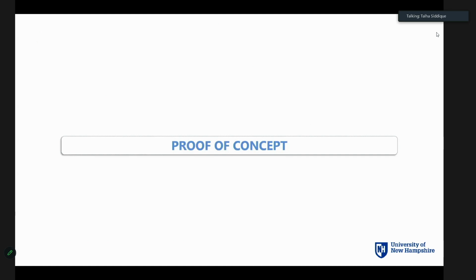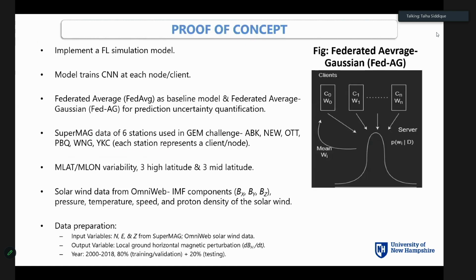To test this, we developed a proof of concept, which is basically a Python simulation model where we trained a CNN model in each of these nodes. In each of these nodes, we took the data from 6 different stations, which was used in the GEM challenge. The 6 stations were ABK, NEW, OTT, PBQ, WNG, and YKC. The reason we took these 6 is because they represent a good variability in terms of the magnetic latitude. Three of them are high latitude stations and 3 of them are mid latitude stations.